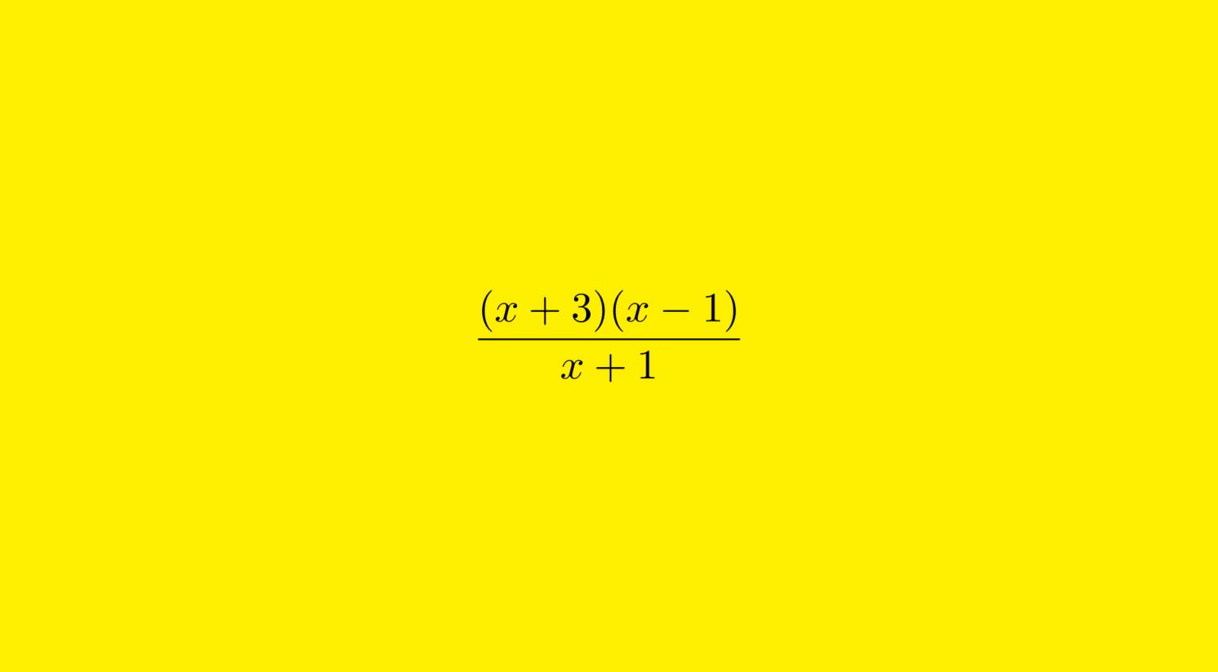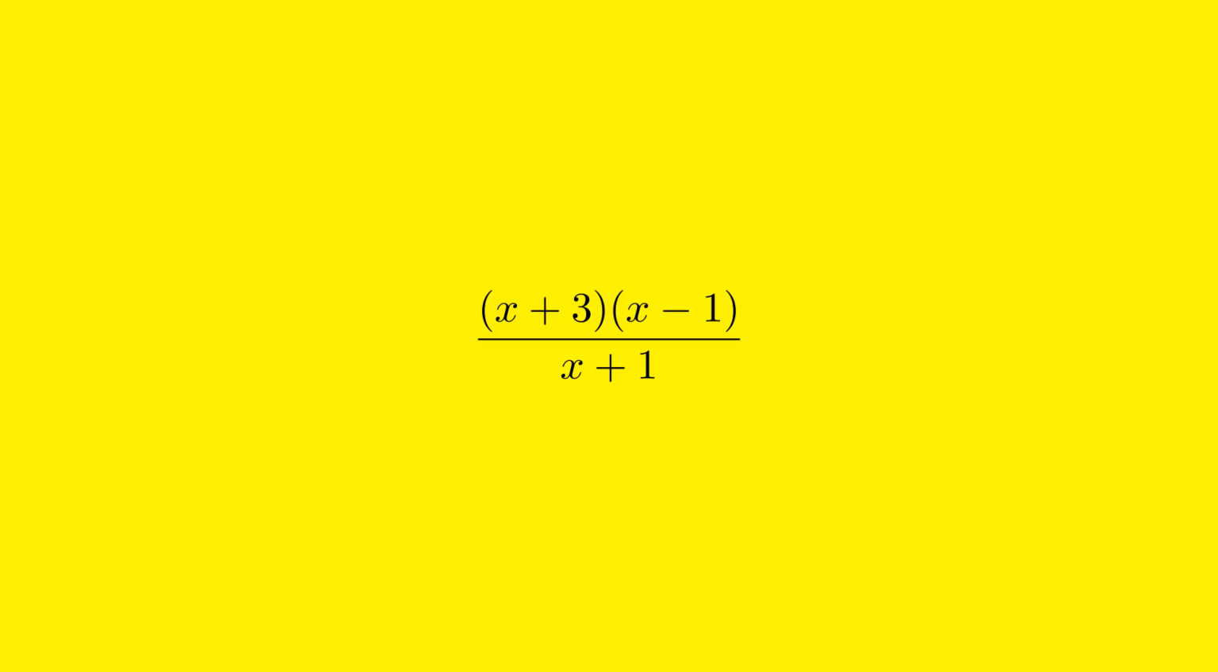Next, we need to simplify the expression by canceling out common factors. The factored form of the rational expression is x plus 3 times x minus 1 over x plus 1. Here, we see that we do not have any common factors in the numerator and the denominator that we can cancel. Therefore, the expression cannot be simplified further.